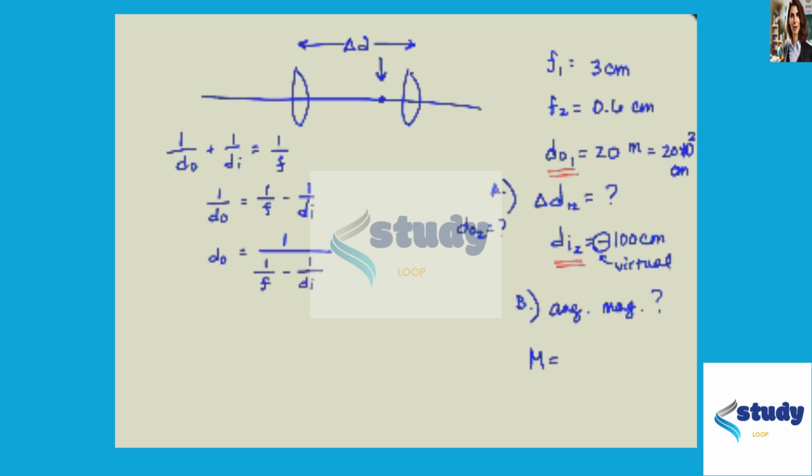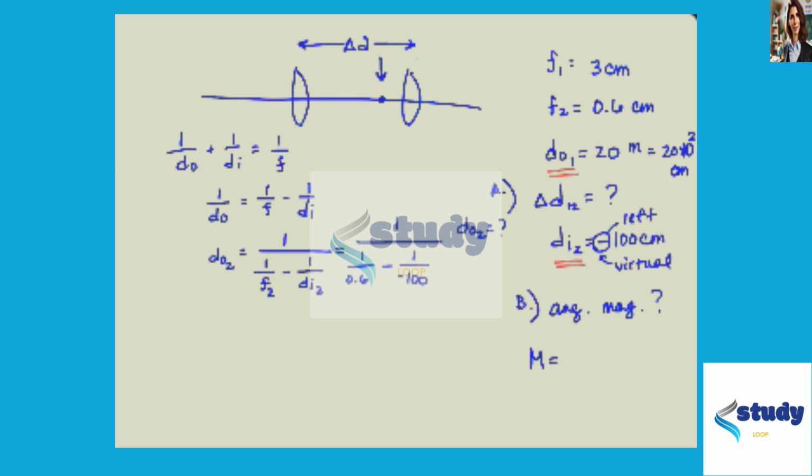Because this is talking about the second lens, I'm going to add little 2's to all of this. Then this is 1 over 0.6 minus 1 over the image distance for the second lens, which is negative 100. It tells you it is to the left of the second lens. If it's to the left of the lens, it is negative, and if it's to the right of the lens, it's positive. Again, that is only for the images.